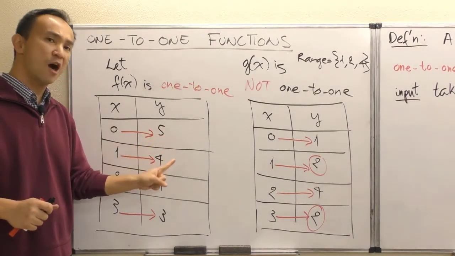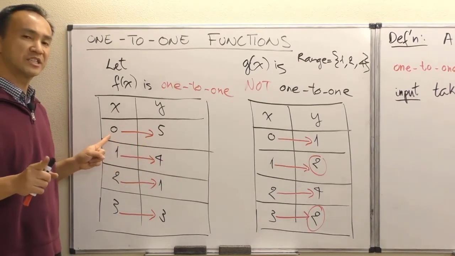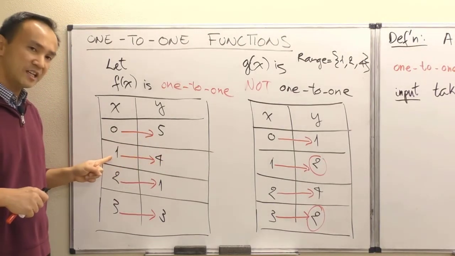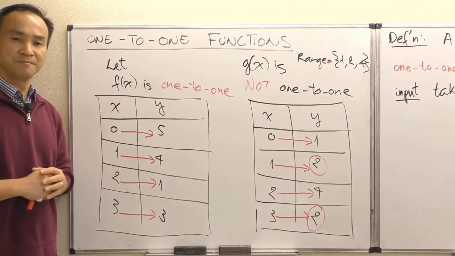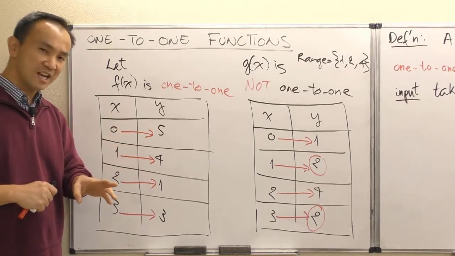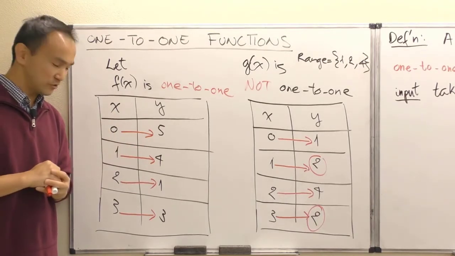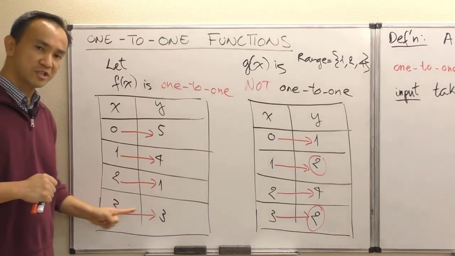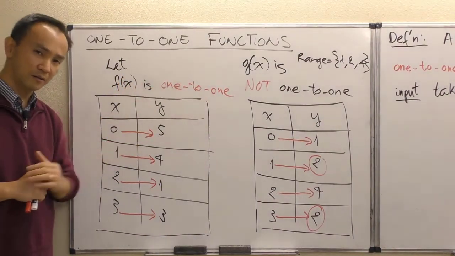On each output, there was exactly one input taken to that output. On this output, there was exactly one input taken to that output. That's why I said on each output there was exactly one input taken to each output right there. And so now, on each of these outputs right here, there was exactly one input taken to that. That's why this function f is one-to-one.